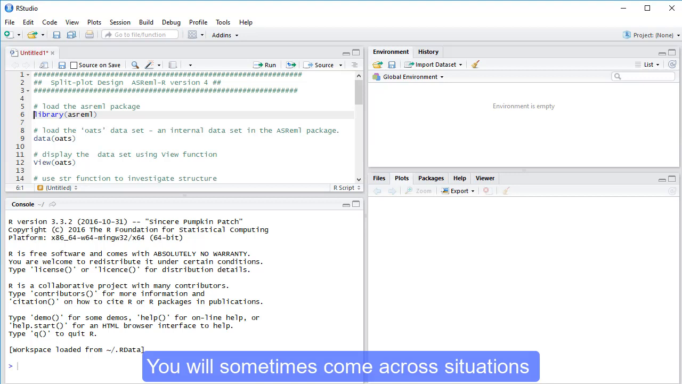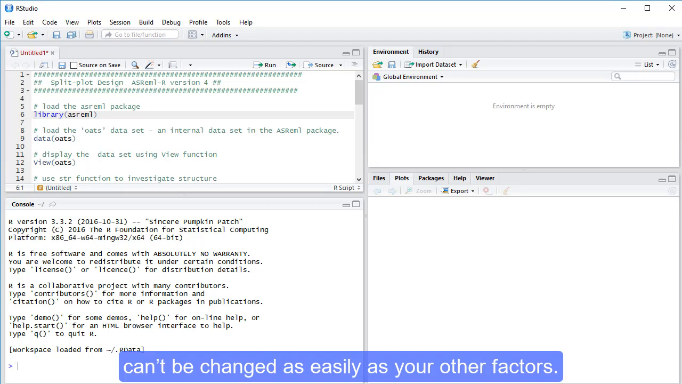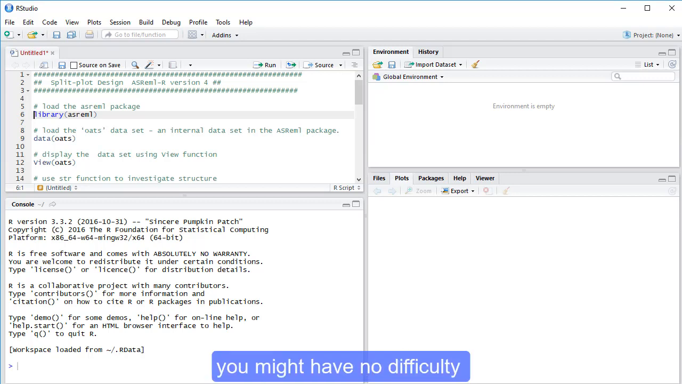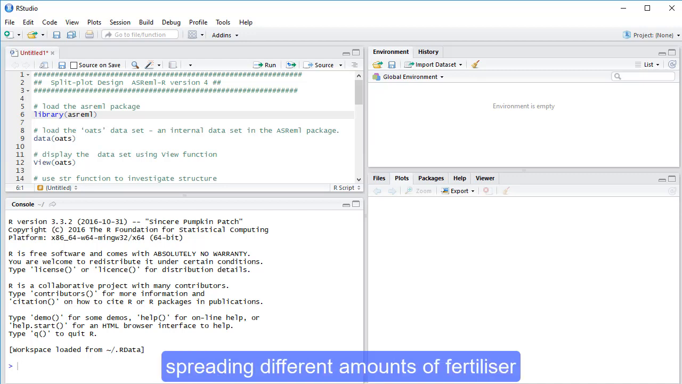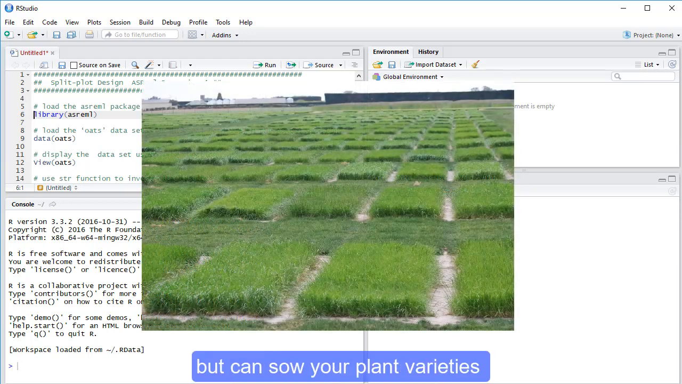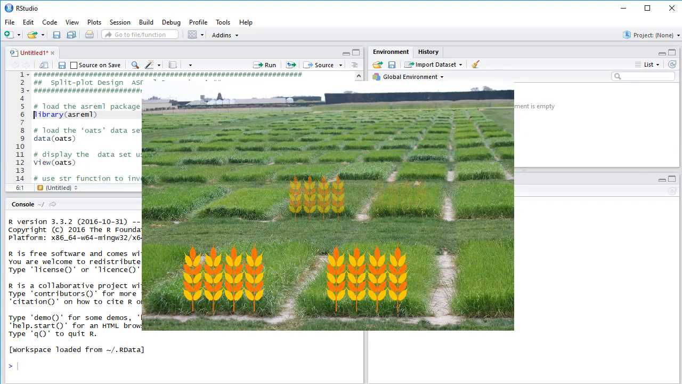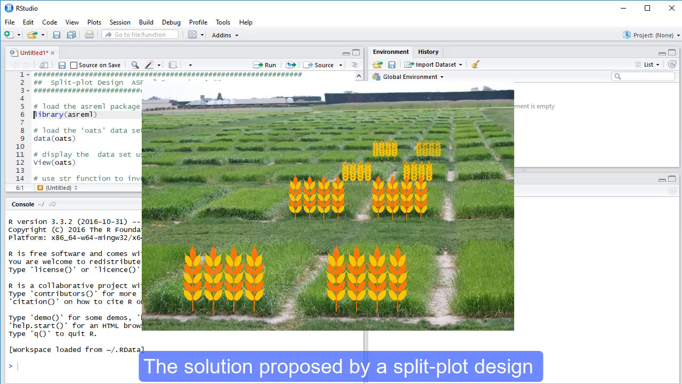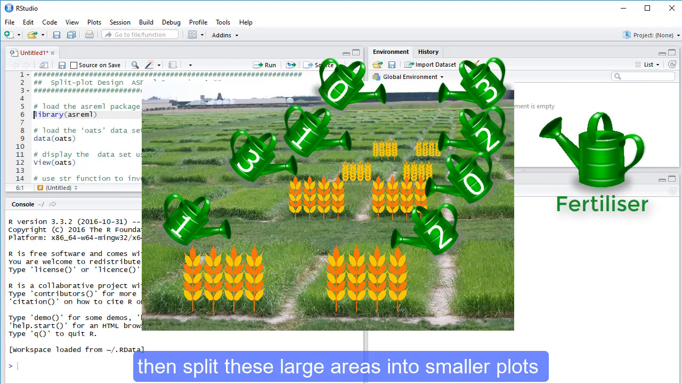You will sometimes come across situations where a factor that you want to analyse can't be changed as easily as your other factors. For example, you might have no difficulty spreading different amounts of fertiliser over small plots, but can sow your plant varieties only over larger areas. The solution proposed by a split plot design is to sow the plant varieties in the large areas, then split these large areas into smaller plots and apply different fertiliser amounts to these.